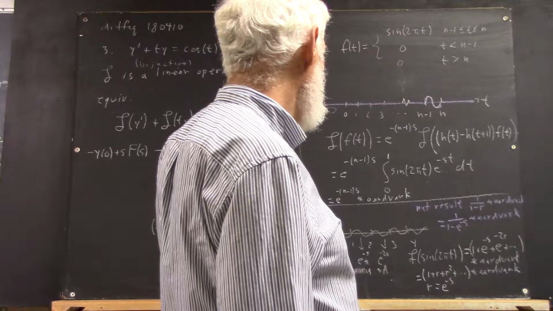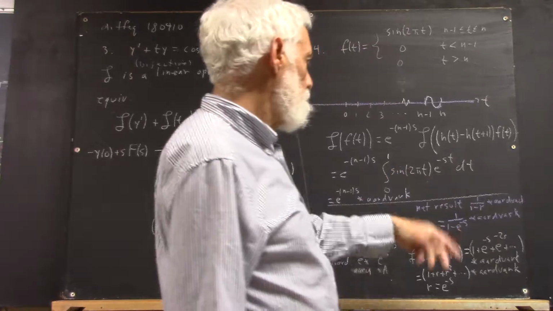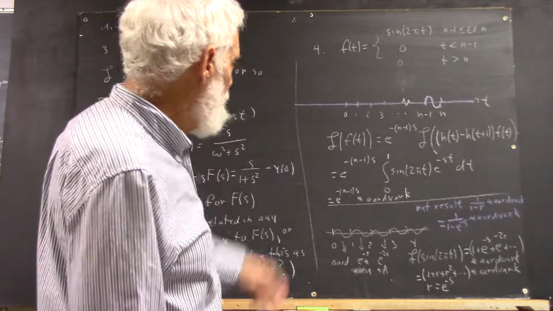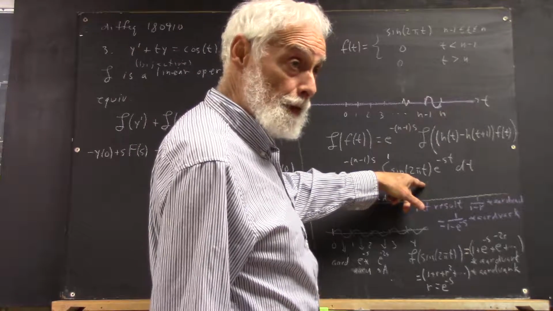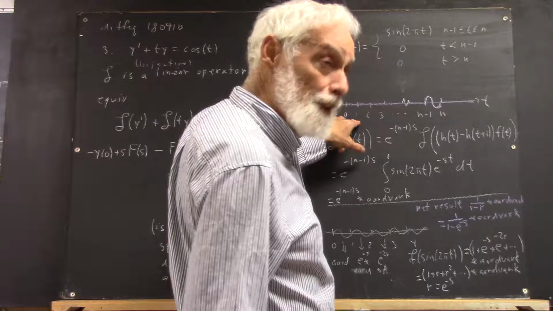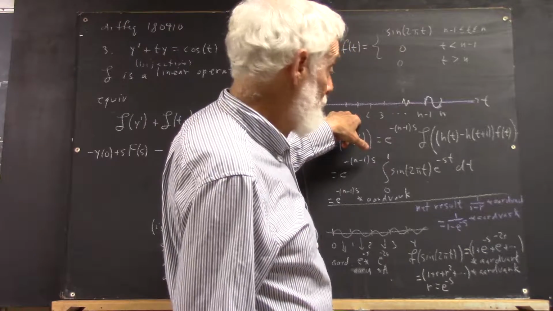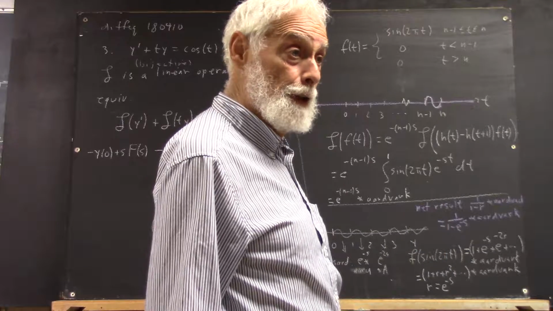Something seems to be missing there. Yeah, the only thing missing is a coefficient, because this applies to any periodic function of period 1. If the period is capital T instead of 1, then you're just going to have a T down here in a place that's obvious.